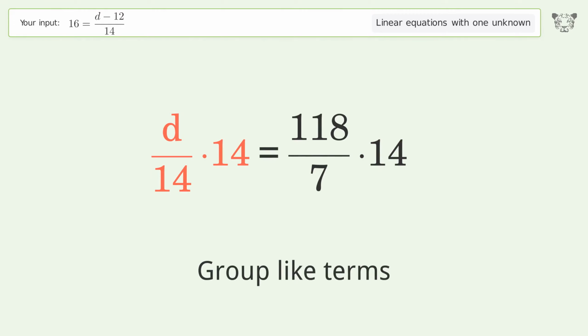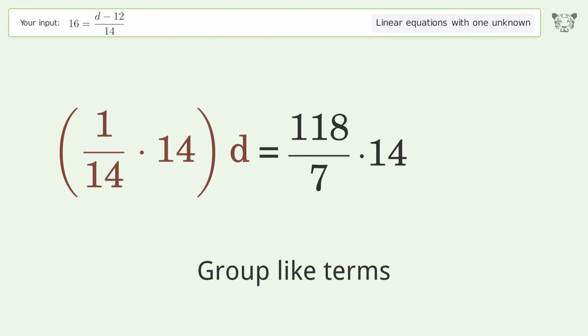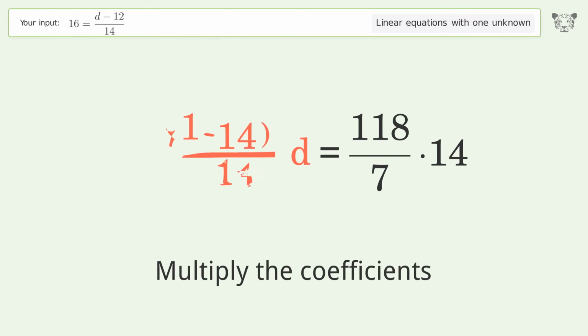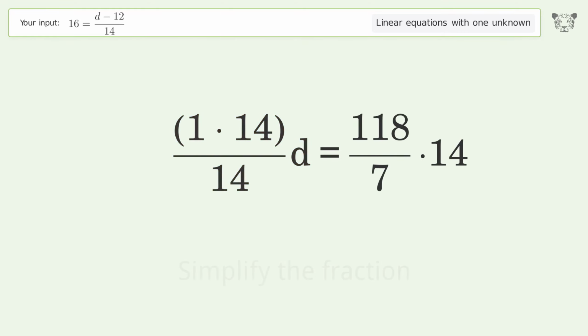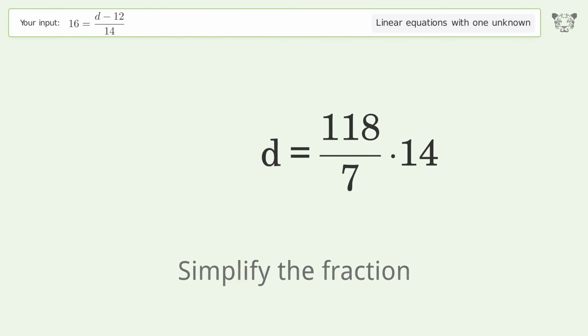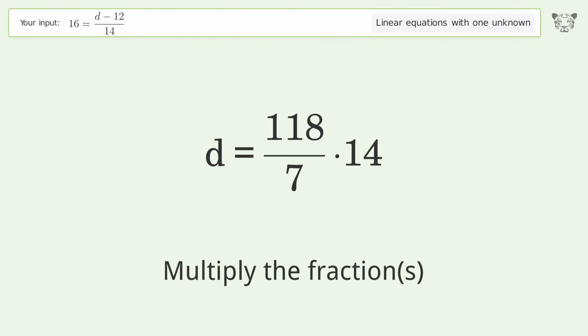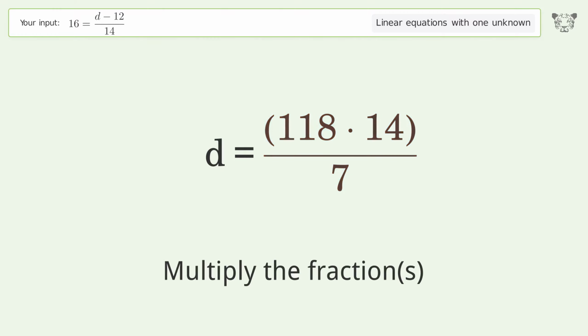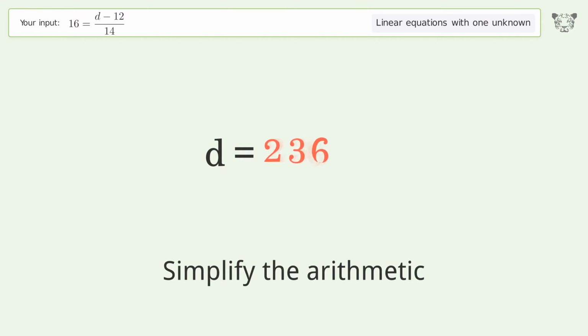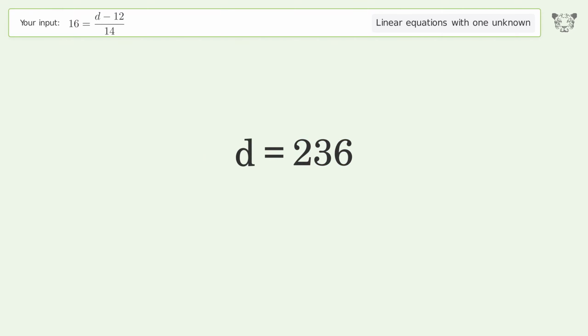Group like terms. Multiply the coefficients. Simplify the fraction. Multiply the fractions. Simplify the arithmetic. And so the final result is d equals 236.